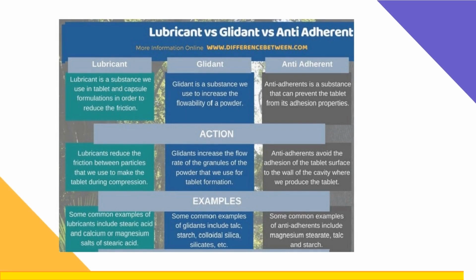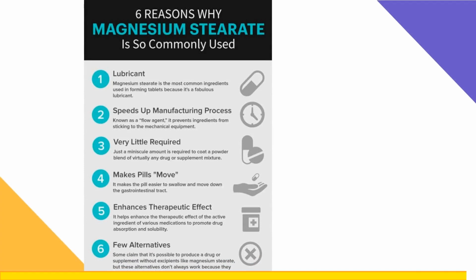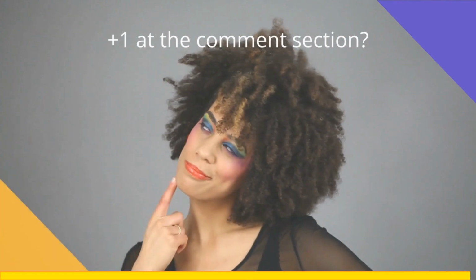I have also added some summary charts on the effects of lubricants, glidants, and anti-adherents, and also on the reason why magnesium stearate, which is the lubricant, is so commonly used: because it has multiple effects on speeding up the manufacturing process and enhancement of therapeutic effects.